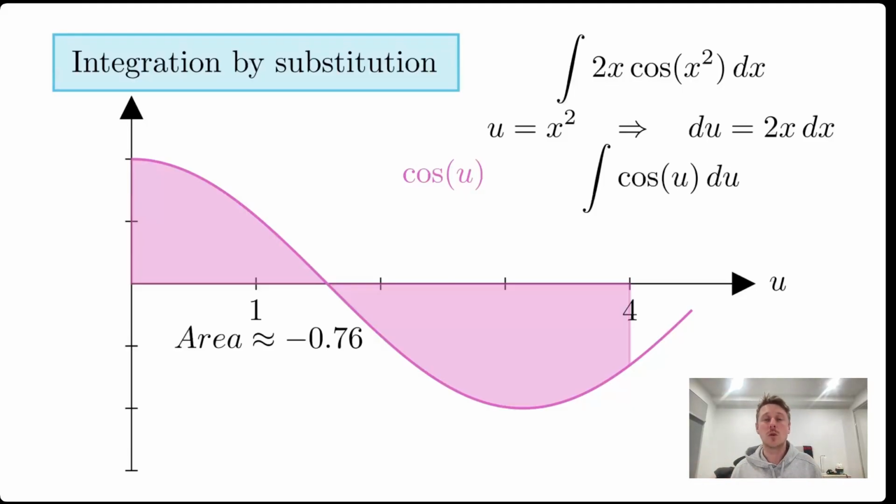If you're interested in why that's the case, I'll put a link below to a previous video that I've done explaining it in more detail. But basically, it's a reversal of the chain rule. If you understand the chain rule well, to do integration by substitution is to basically undo the chain rule. So I'll put that link below as well.